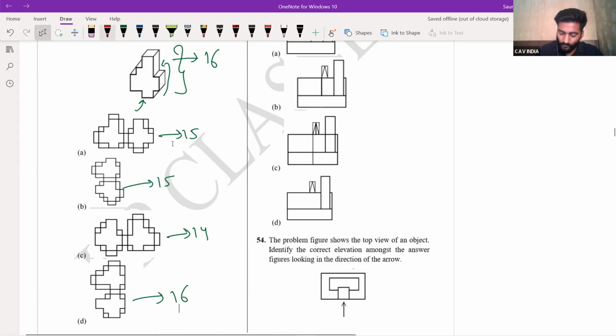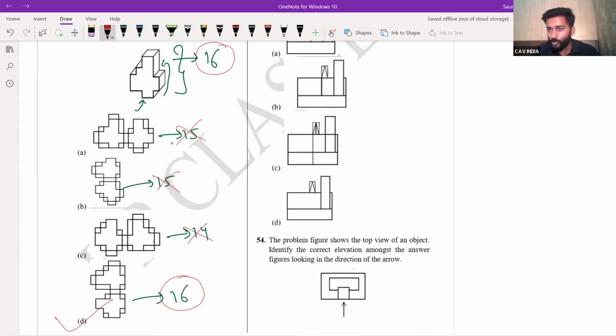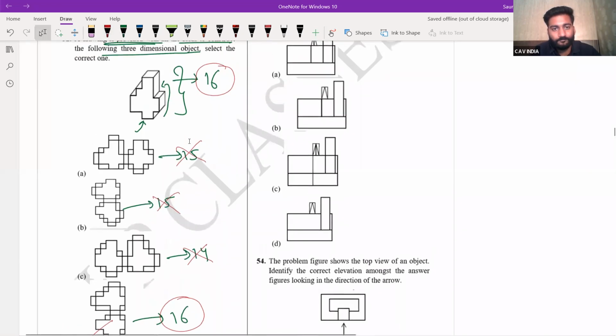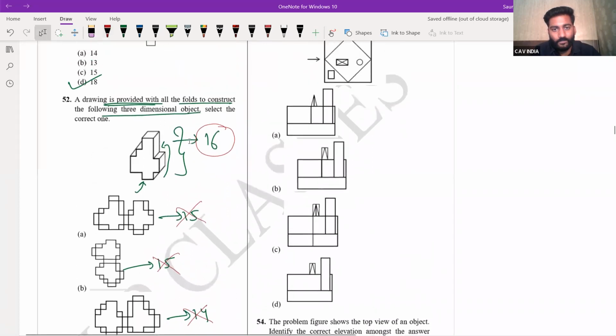So from this question figure having 16 surfaces, option D having 16 surfaces, all of these got eliminated. D is the right answer. No confusion or anything. Directly you will get a confident answer. Clear?